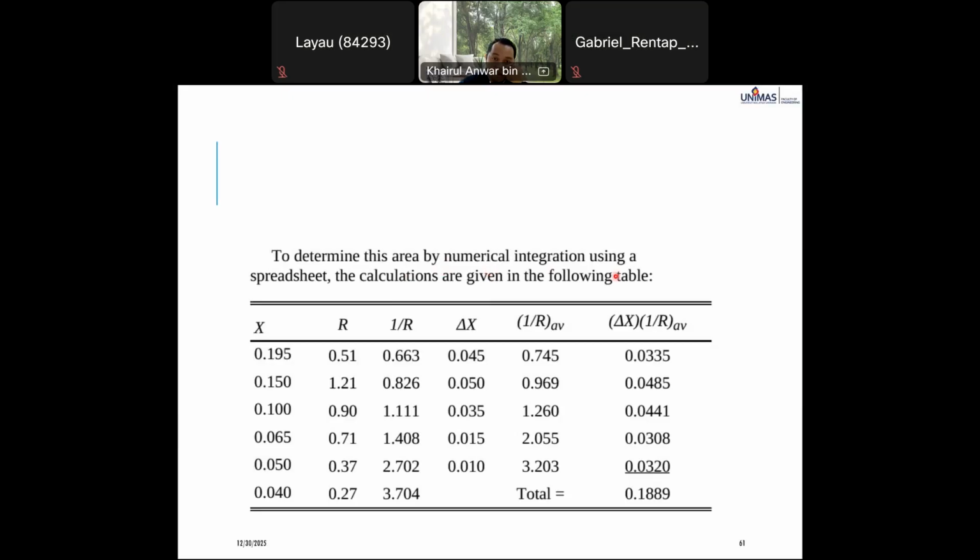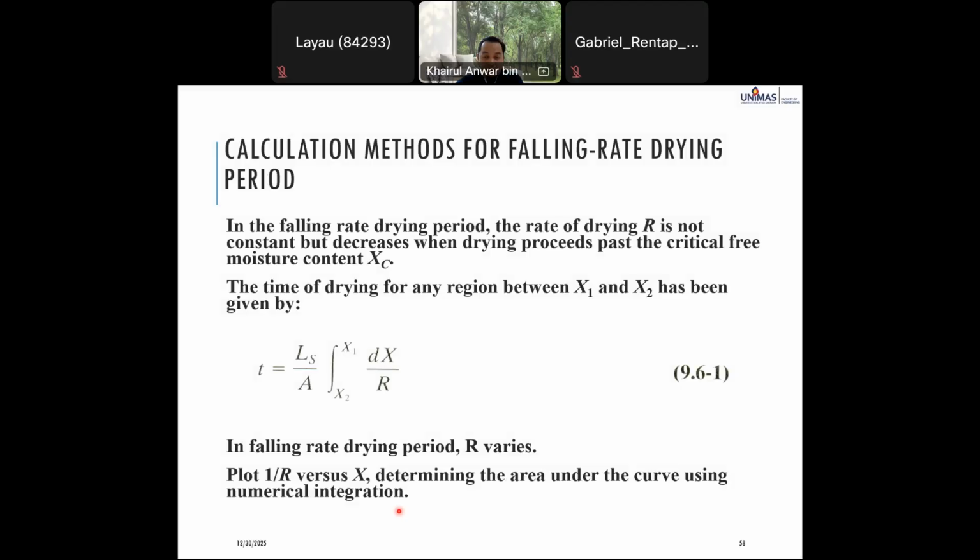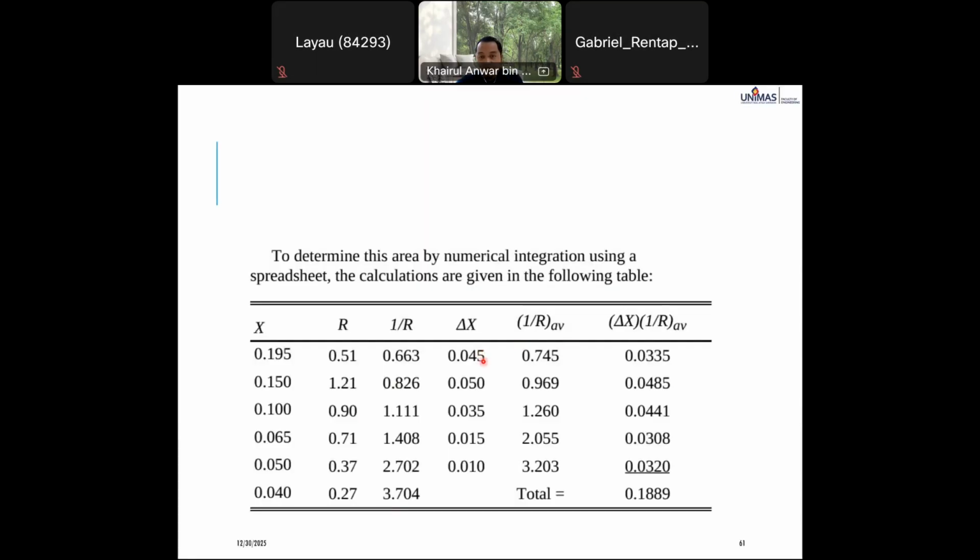To determine this area by numerical integration using a spreadsheet, the equations are given in the following table. Starting from Xc to X2, this is the R, 1 over R. Where do you get R? Read it from the graph. R, this is delta X, 1 over R average. So delta X multiplied by 1 over R average, you get 0.1889.